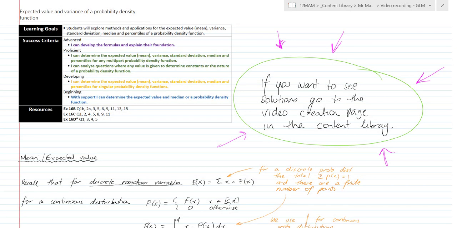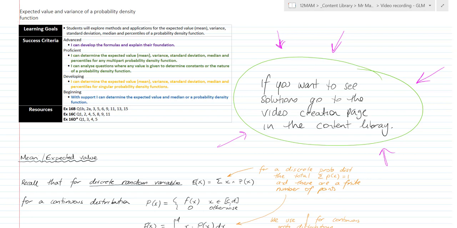Hi and welcome to video 3 in the series for Unit 4, Topic 4, Math Methods. This is on probability density functions and the normal distribution, and we'll be talking about probability density functions today, but in particular the mean and expected value of probability density functions.